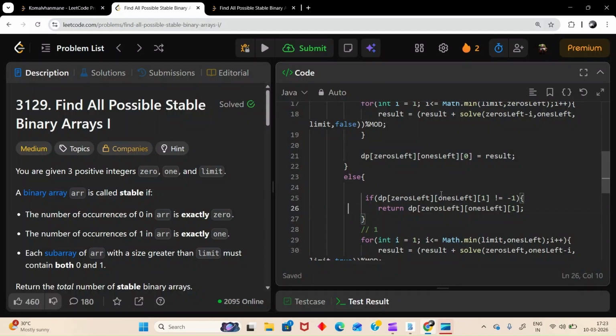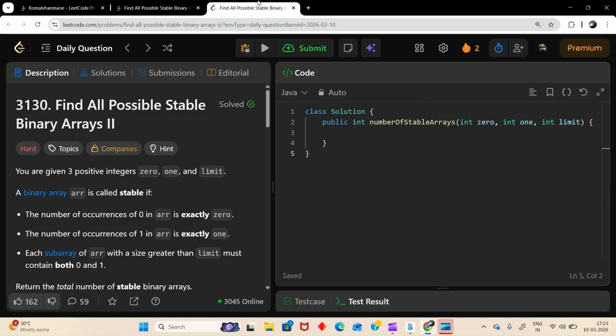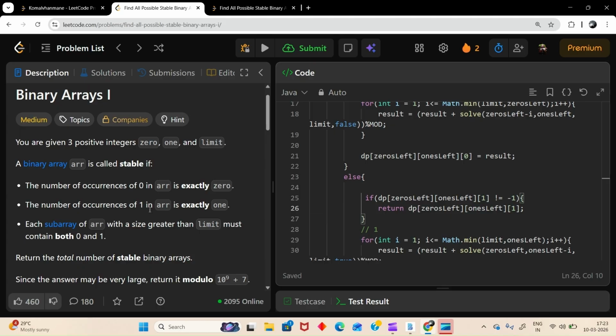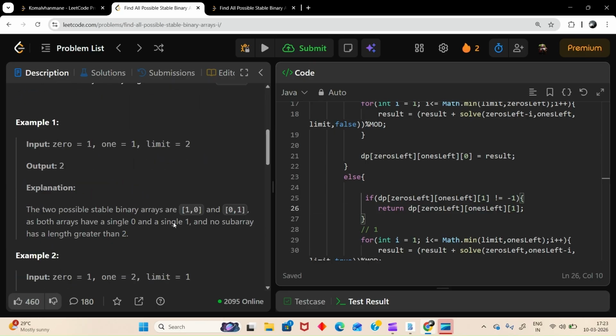Hello everyone. So let's start solving today's Leetcode daily challenge question. The question is Find All Possible Stable Binary Arrays II. It is the same question which we solved yesterday. If you see, the question is almost the same, but the constraint has changed.